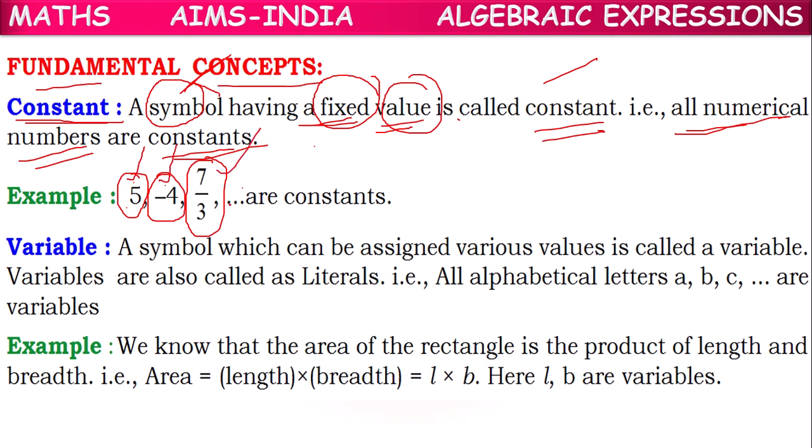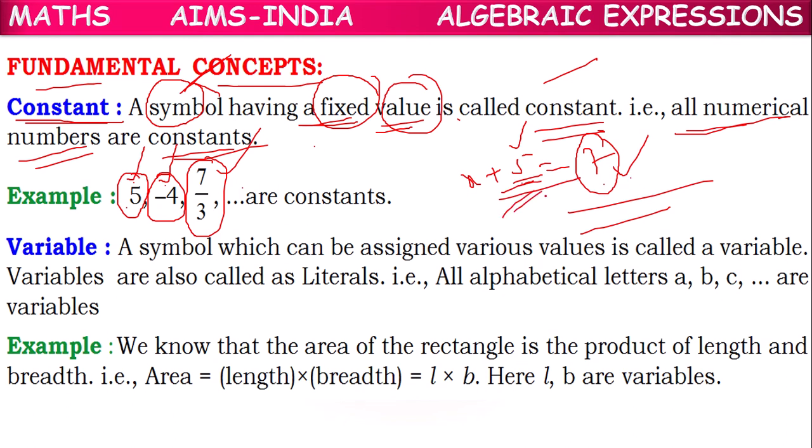These all belong to constants, because in the equation x plus 5 equals 7, the 5 value will always be 5 only. It does not change. Even the 7 value is 7 only. It does not change. According to the equation, we can keep it or take it anywhere, but its value always remains the same. That's why it is called a constant. So generally, numerical numbers are considered constants.